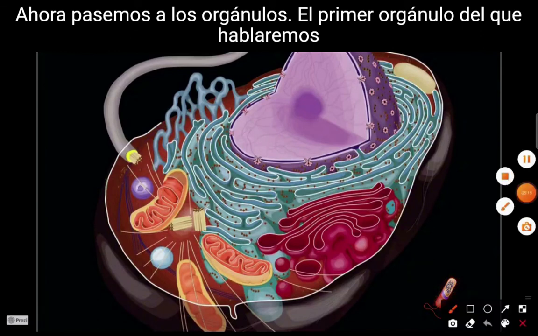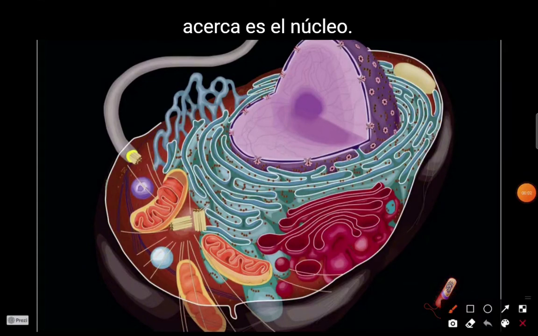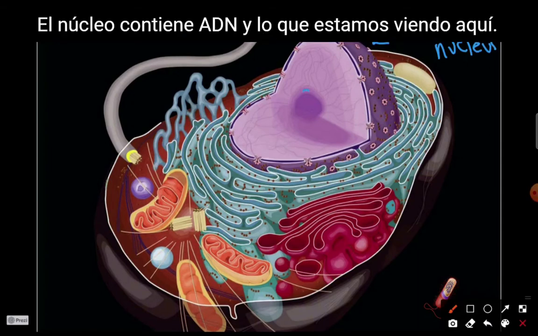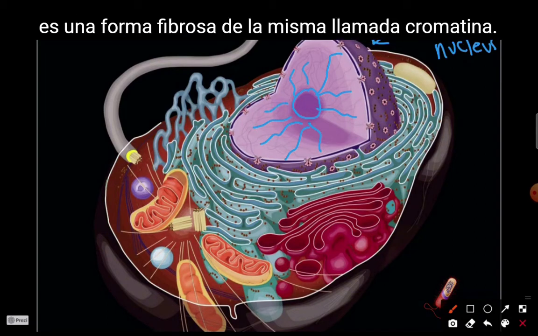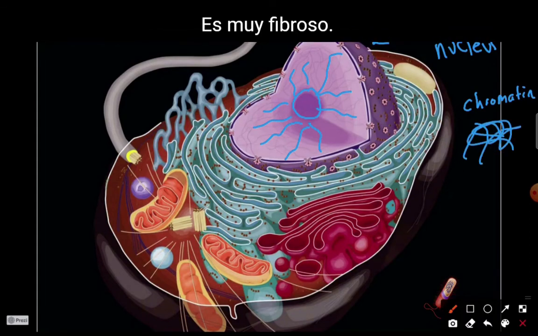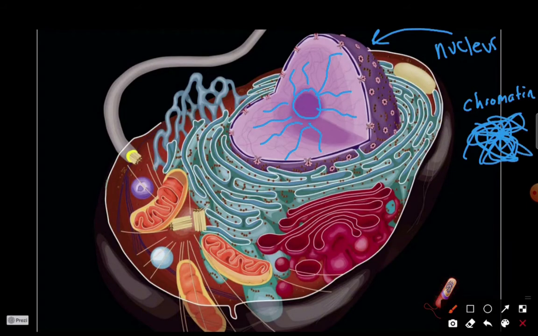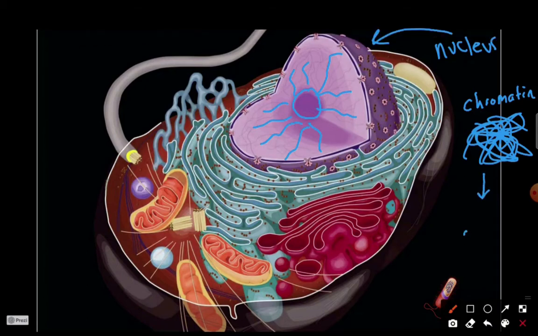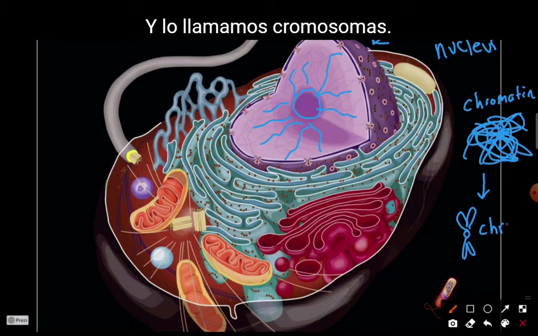Now on to the organelles. The first organelle that we'll talk about is the nucleus. The nucleus contains DNA, and what we're seeing right here is a stringy form of it called chromatin. It's very stringy. This chromatin can take a different shape, and we call that chromosomes.